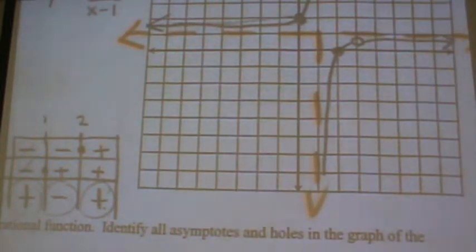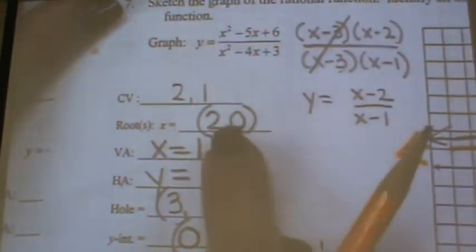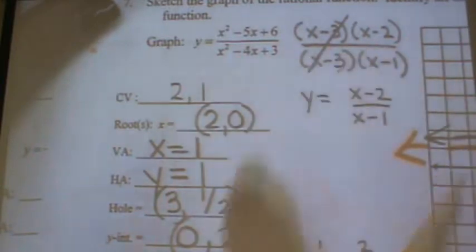Roots are the x-intercepts. You set the numerator equal to 0. Oh, okay. Just the numerator.